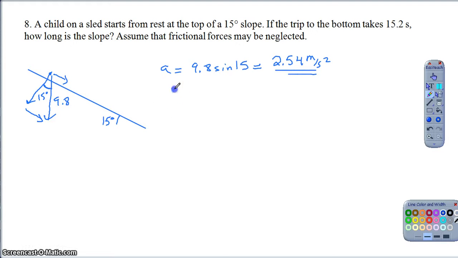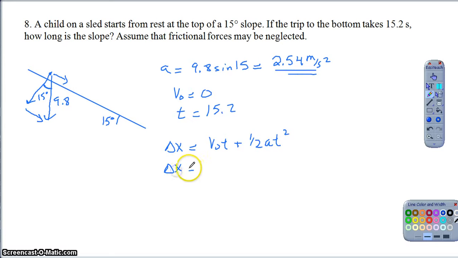They tell me that the sled starts from rest, so my initial velocity is 0. I do not know my final velocity, but I do know the time that it takes is 15.2. And so if they ask me how long is the slope, what is the delta x down the ramp, right? So if I'm looking for delta x down the ramp, I can just use my good old kinematics, right? My initial velocity times t plus 1/2 a t squared. So then delta x equals 0, my initial velocity being 0 simplifies it, 1/2 times 2.54, and then again times 15.2, but make sure we square that, and simply calculate that, solve that out, and we end up getting about 293.4.